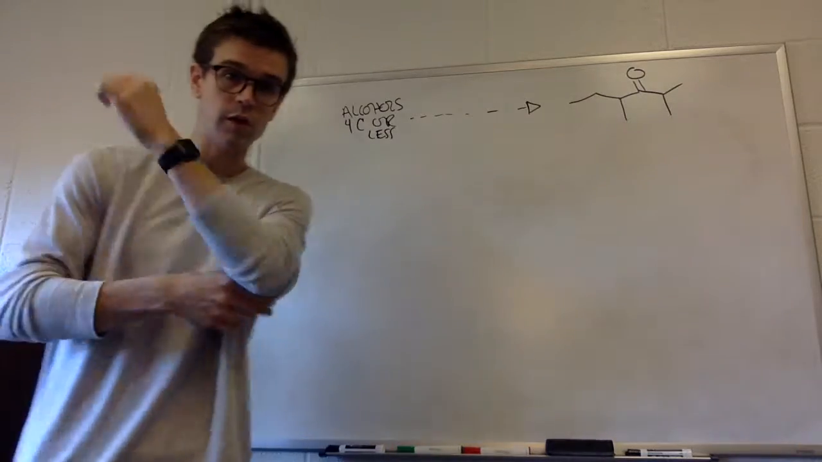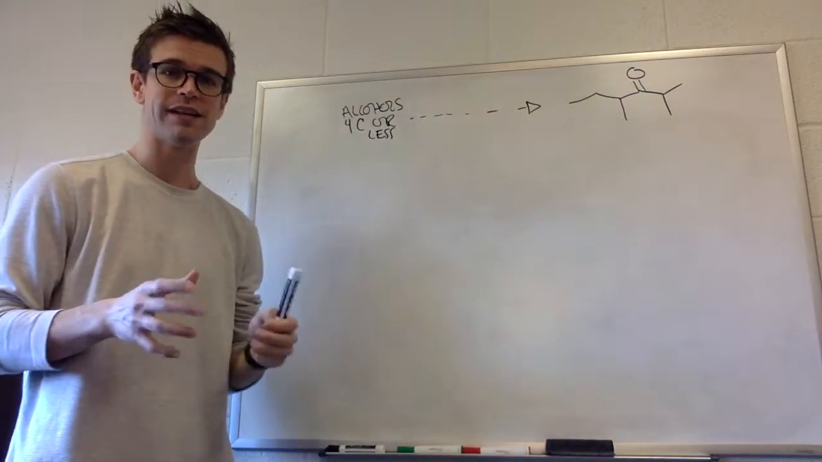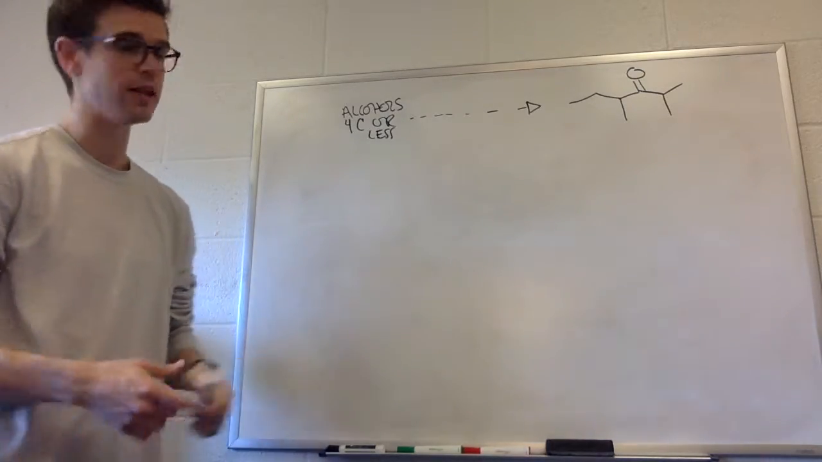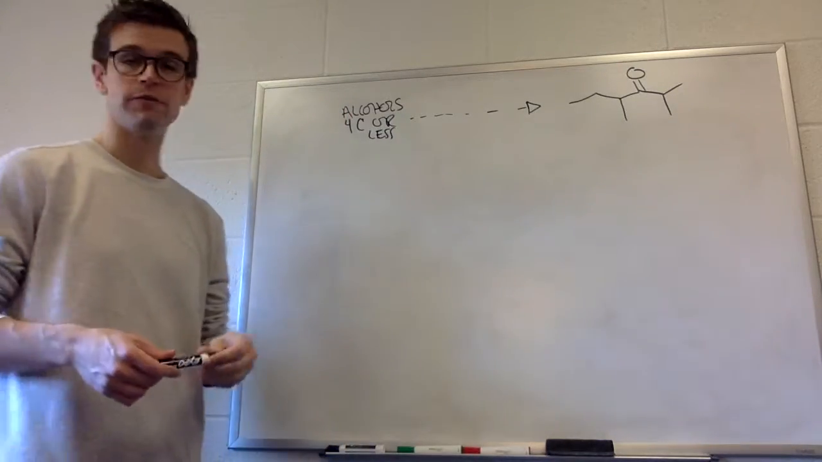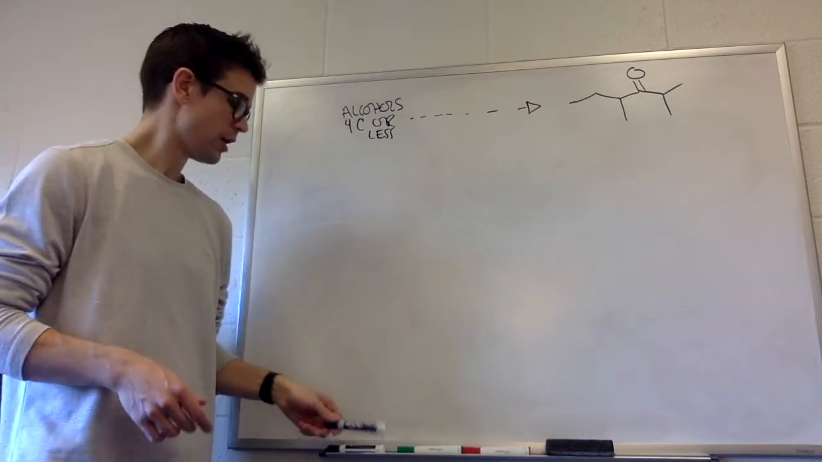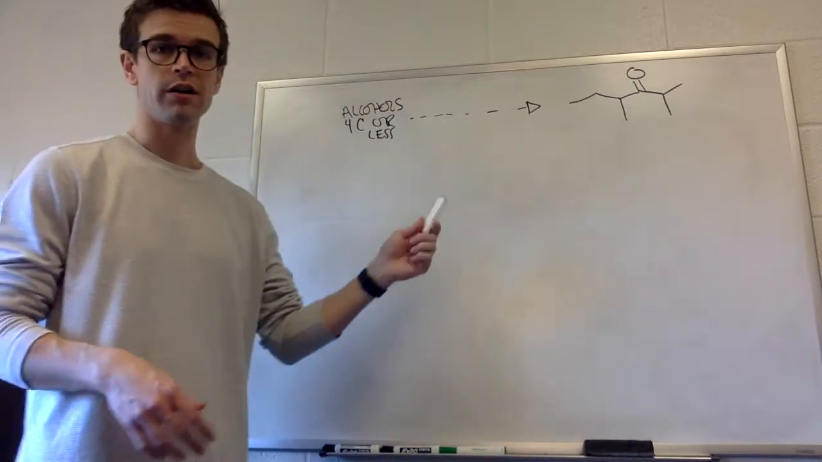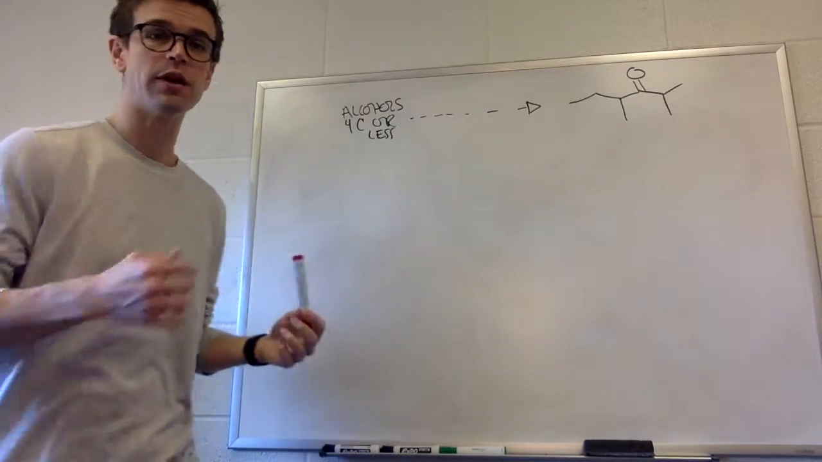All right, so this is the crescendo of chapter 20 where we're synthesizing everything. And this is the second example on page 15 where we're trying to synthesize this ketone from alcohols of 4 carbons or less. So a good way to always start these ones out is just to count our carbon skeleton and say, oh, is there an easy way to break this up?